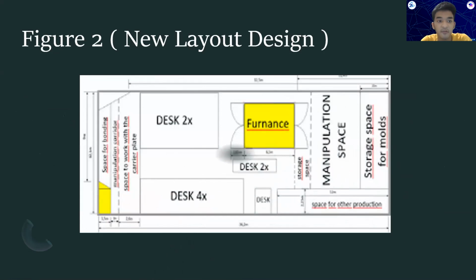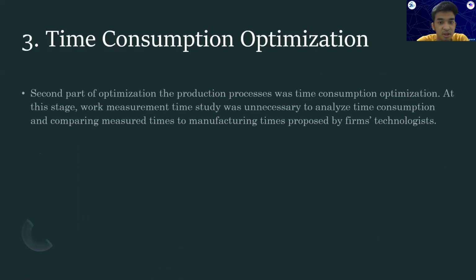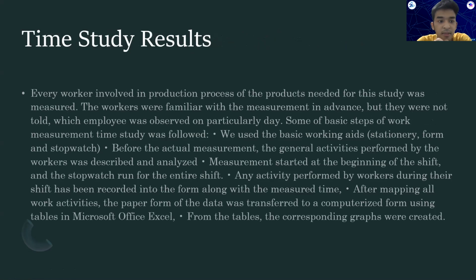And then this is figure number 2, the new layout design. Time consumption optimization. The second part of optimization of the production processes was time consumption optimization. At this stage, work measurement time study was necessary to analyze time consumption and compare measured times to manufacturing times proposed by firm technologies. Time study result.